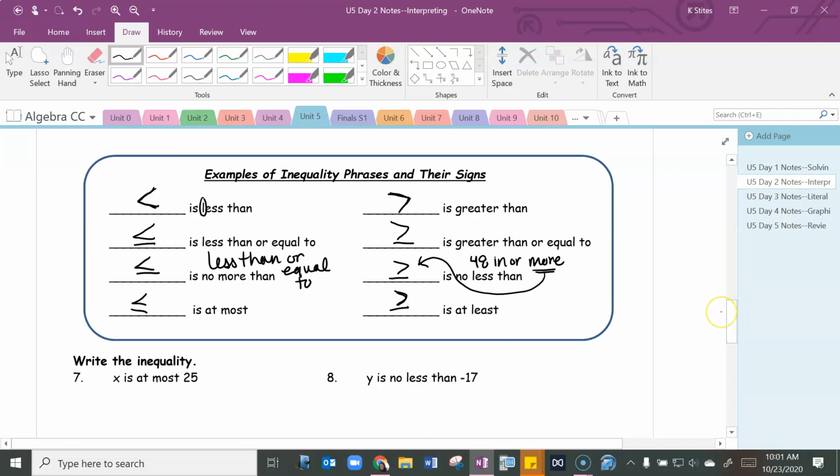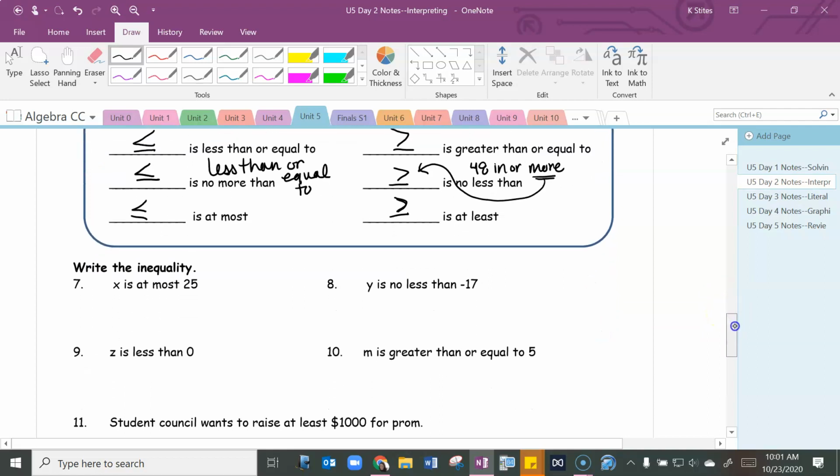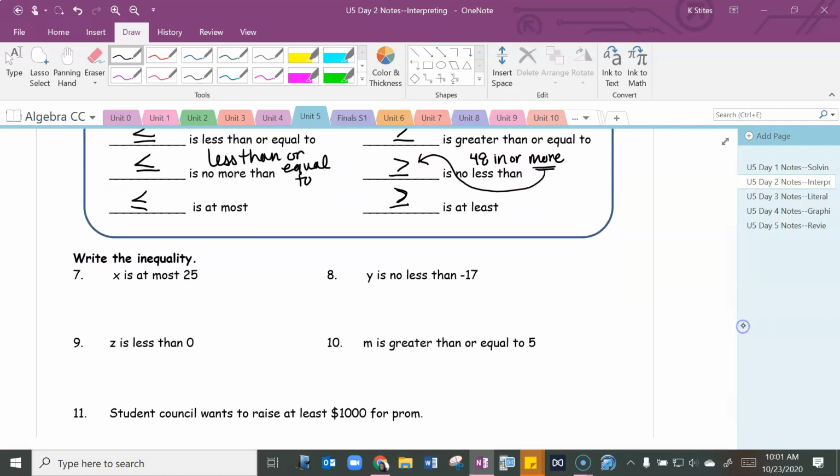All right, so now let's use this list up here to help us fill in these inequalities. X is at most 25. So go ahead, put your X and your 25. And again, at most means less than or equal to. Okay, you can have at most 25 cookies after dinner. It's probably a little much.